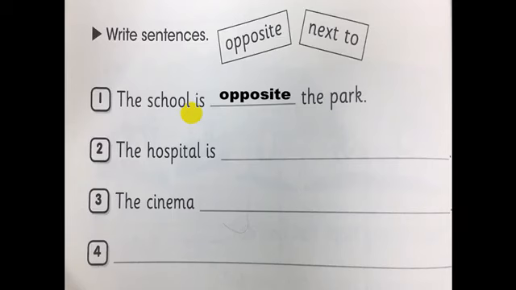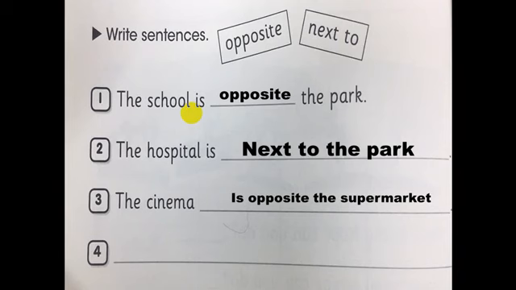Okay. Number two. The hospital is, for example, next to the park. Whatever you write, it will all be correct. You can write the hospital is opposite the park, or the hospital is next to the cinema. All correct. So now I write like this. The hospital is next to the park. Okay. Number three. The cinema. For example, the cinema is opposite the supermarket.